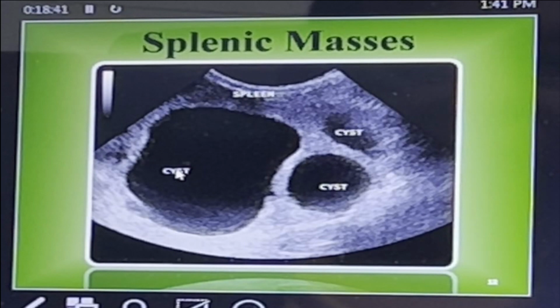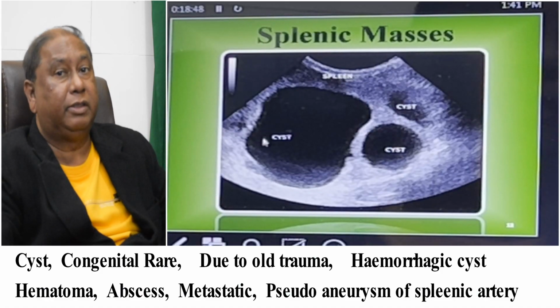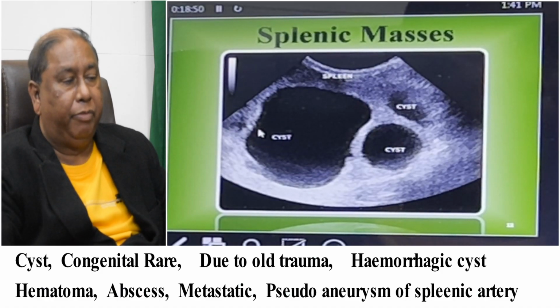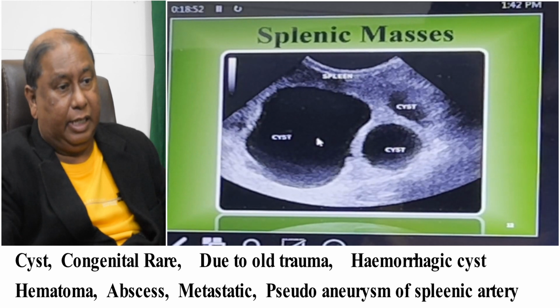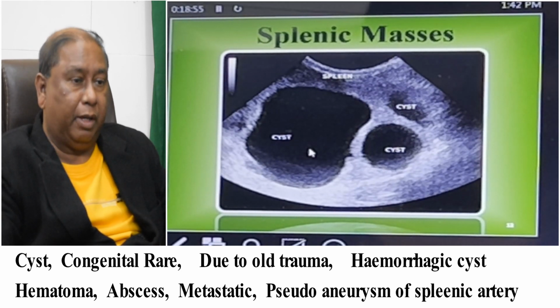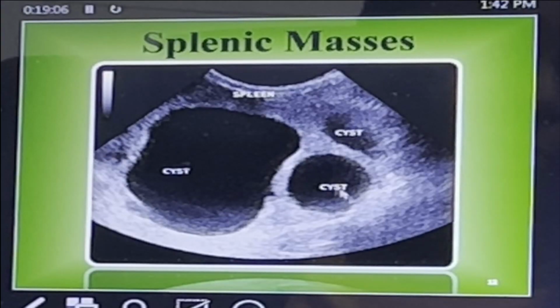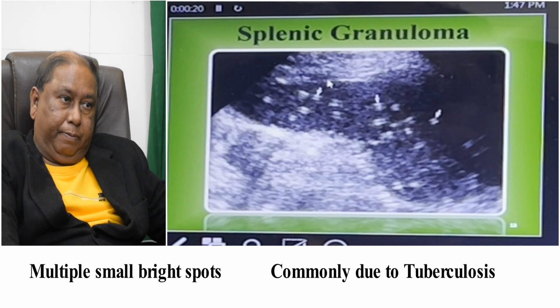And maybe hemorrhagic cyst. Previously there was hemorrhage, after that the cyst is formed. And maybe due to hematoma. Maybe due to abscess, where the abscess is converted into cyst. Maybe metastatic. And maybe due to pseudo-aneurysm of splenic artery. See this picture.